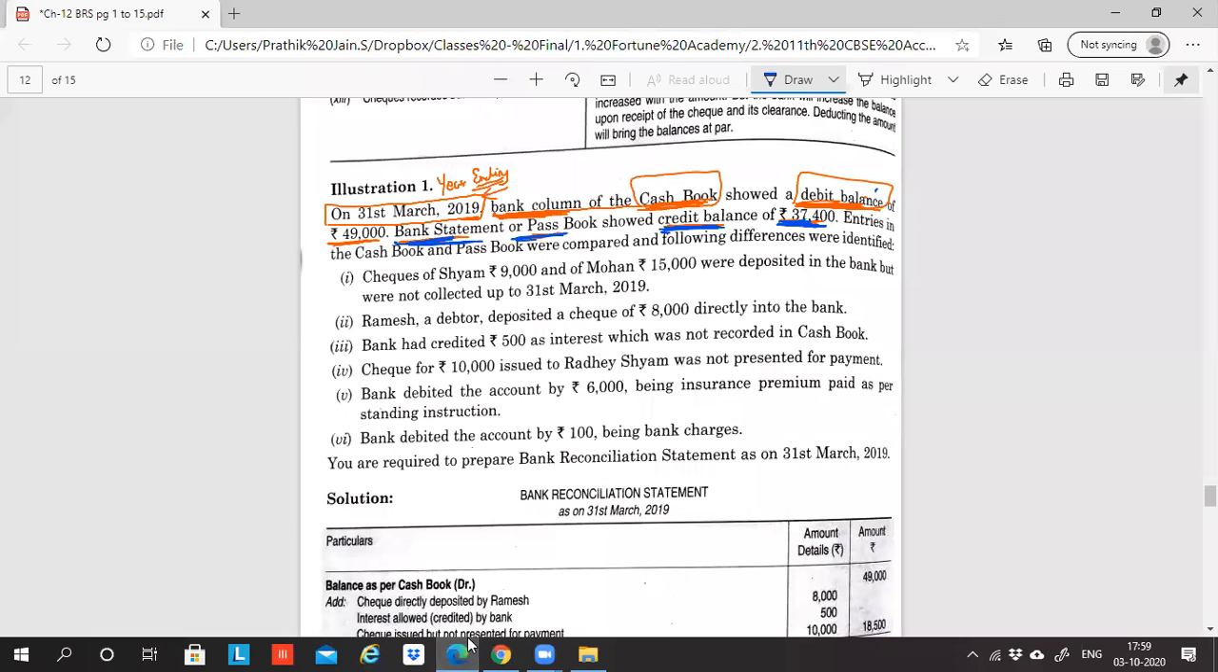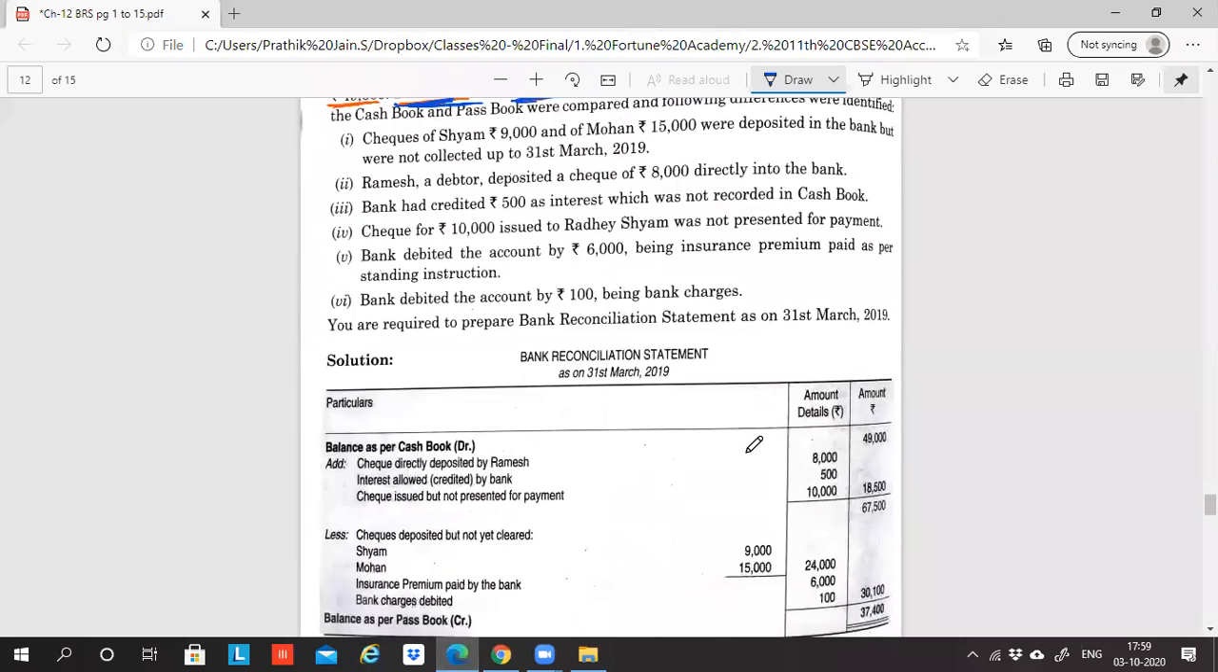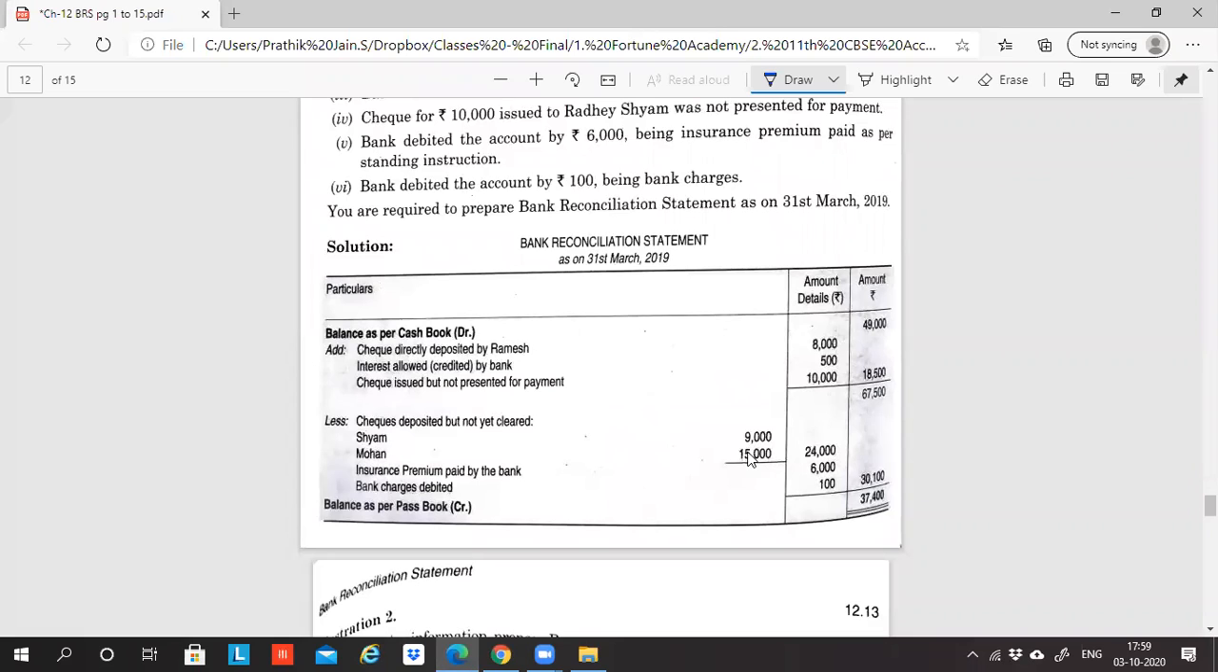So what I'm supposed to do is, here we understand that the bank balance is correct. So with 49,000, I'll be adding some transactions and subtracting some transactions, so that the final amount after addition and subtraction should match the bank balance as per the passbook. This is what we are trying to do, guys.